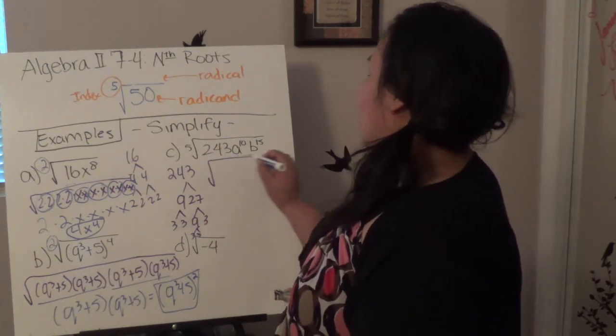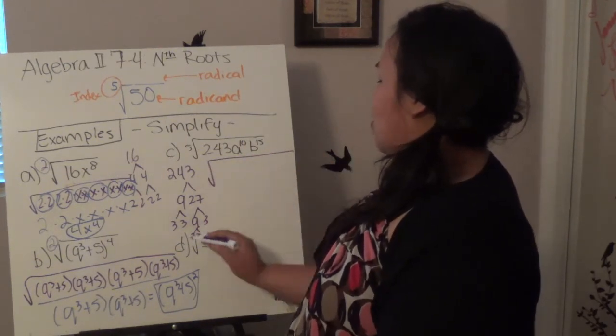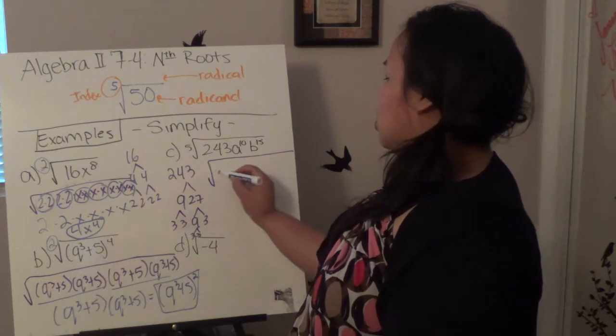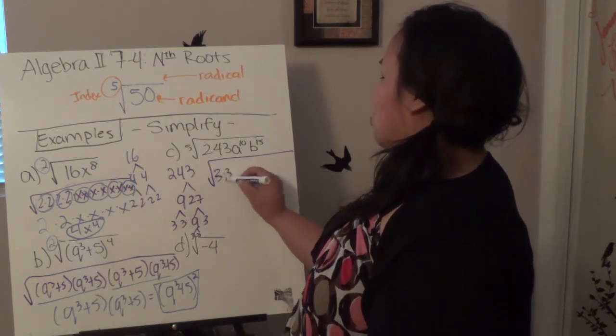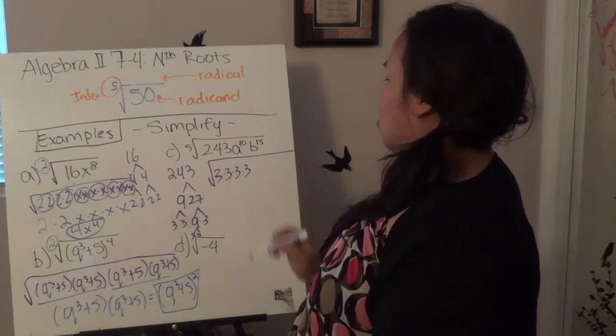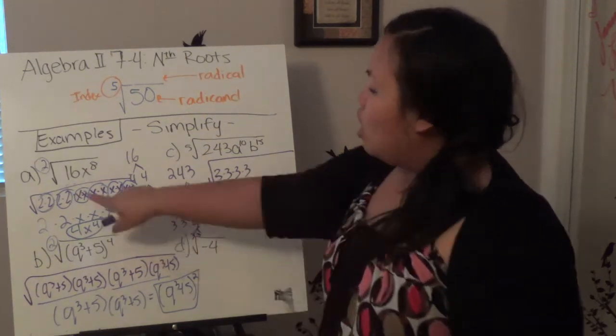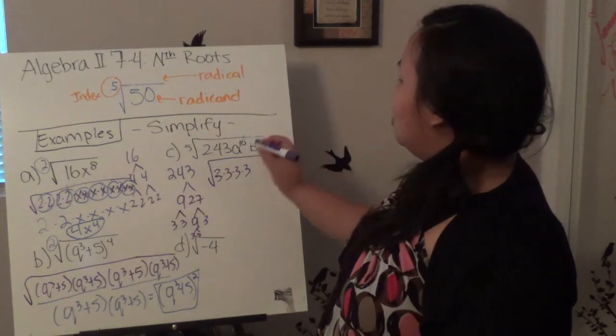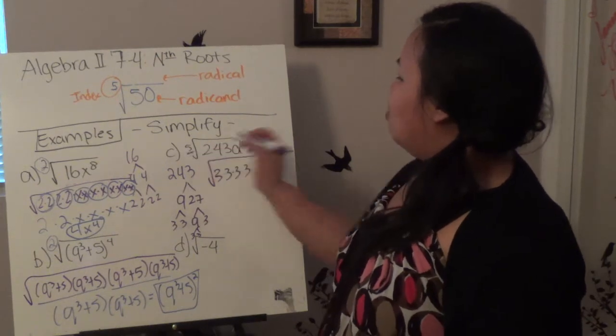So once I have that number, I'm going to put it here. I'm going to take the last number on each tree. So 3 times 3 times 3 times 3. Okay? Now without writing all this out, I can literally take this number and divide it by this number.